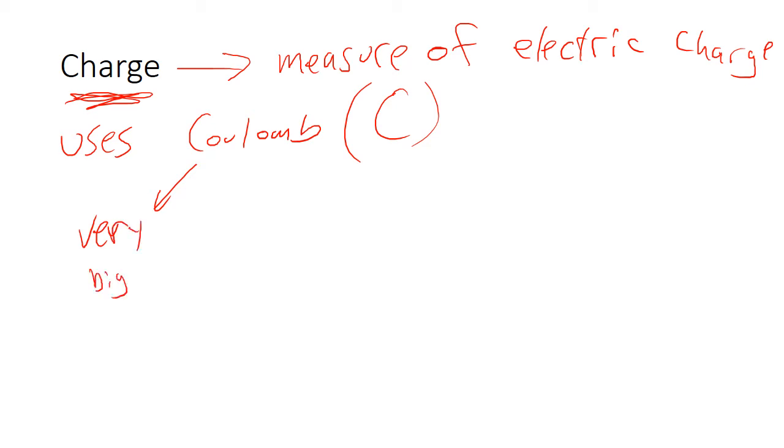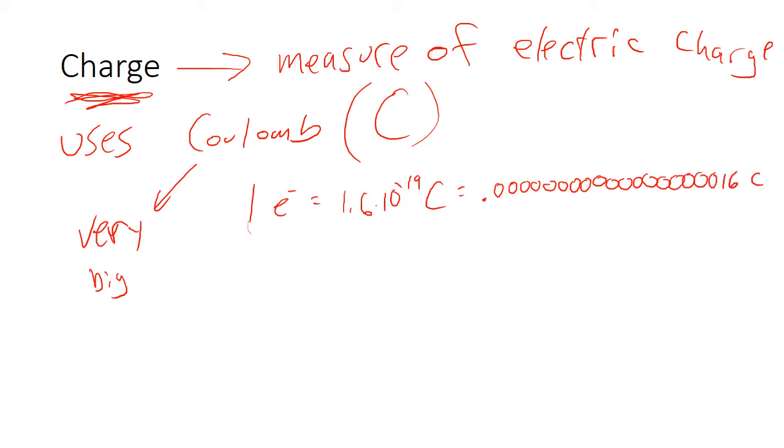A Coulomb is very big, and an electron does not have a lot of coulombs. So, for example, one electron is equal to 1.6 times 10 to the negative 19 coulombs. Basically, it's just how much charge you have.